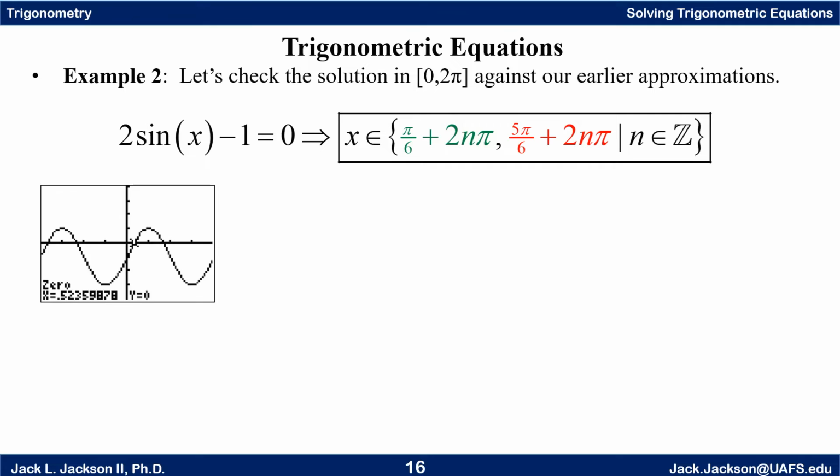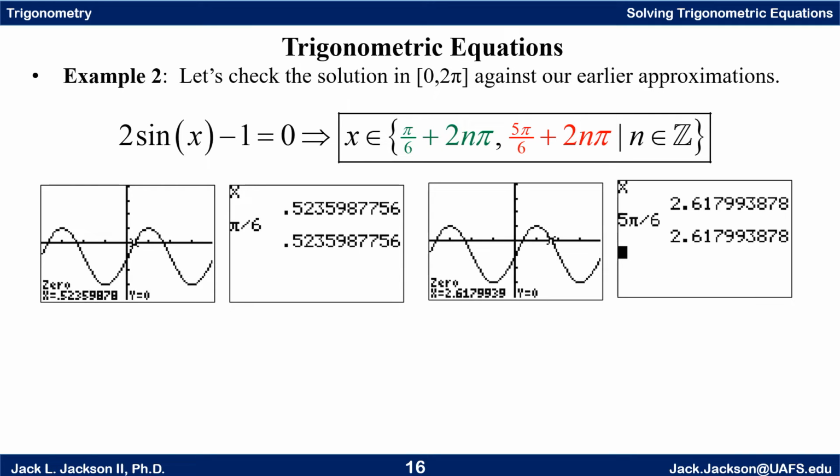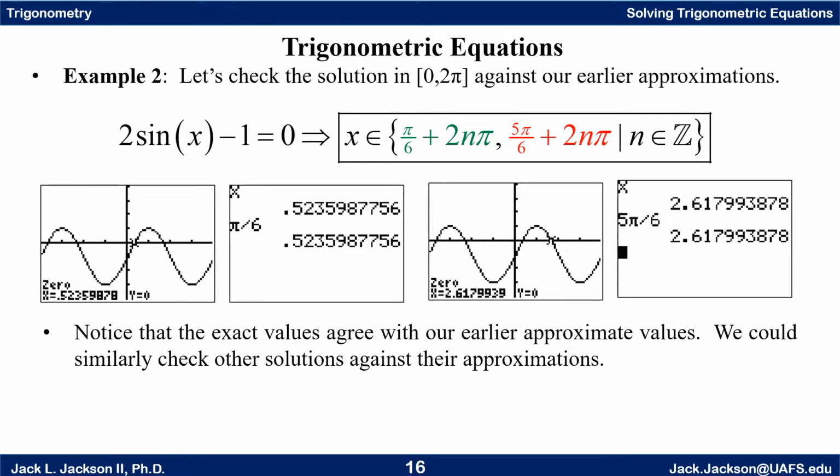So if we wanted to check them against our earlier approximations, notice that once we've done our calc intersect or calc 0 here, if we type x, say quit, and do x at the home screen, it gives you that value. Pi over 6 is the same. And if we check this one, we can see that it is 5 pi over 6 like we thought. So they do check out, and we could check out the other ones as well.